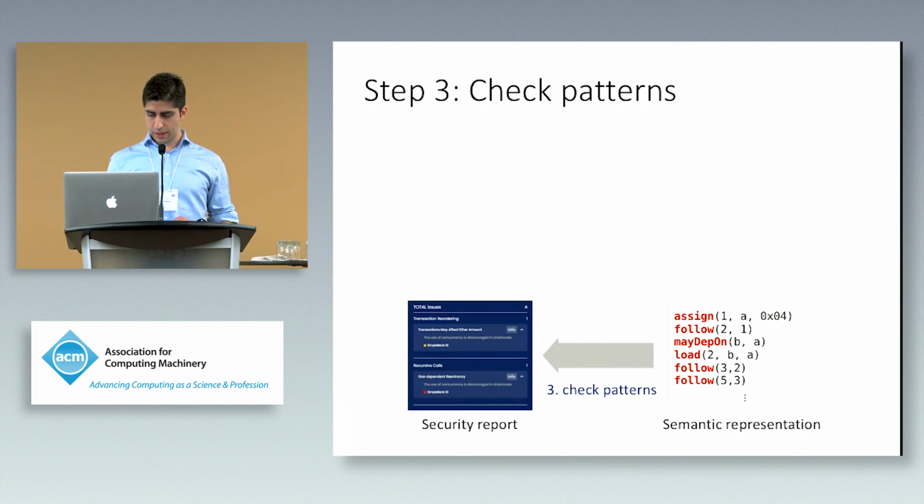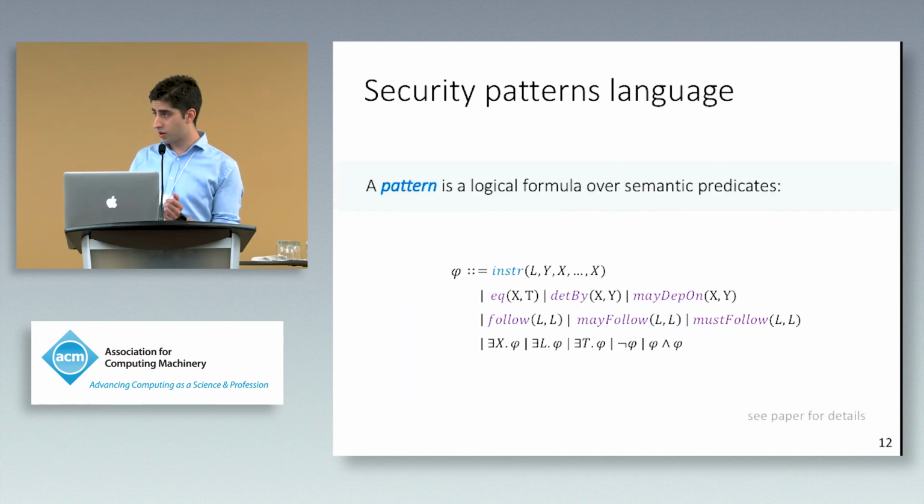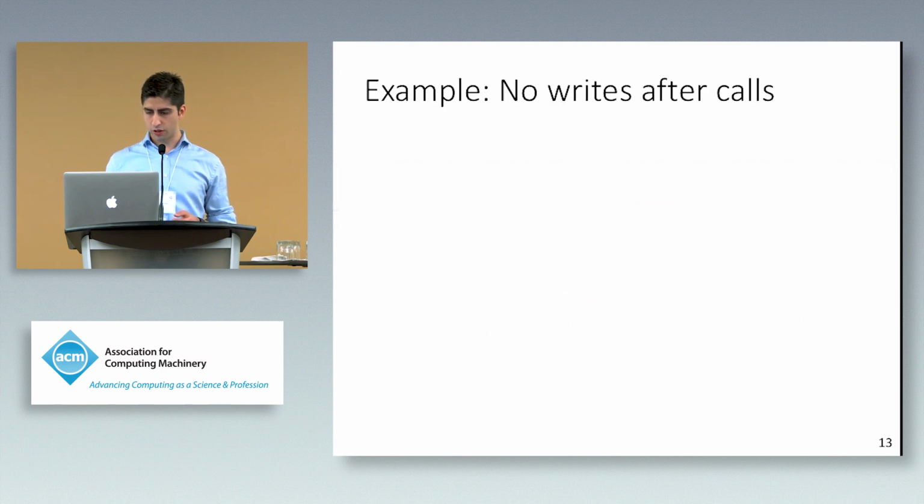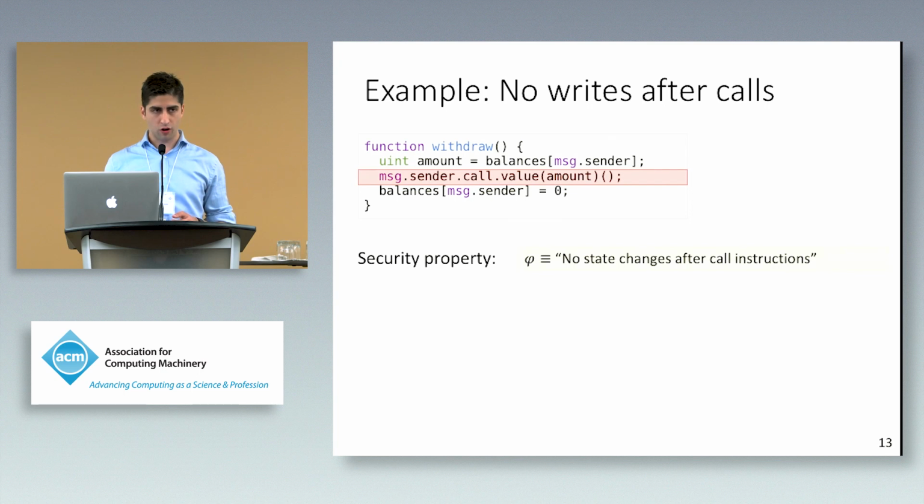All right, the last step: using the semantic representation, we infer facts using patterns. I will not go into too much detail on what these patterns are, but basically you can write arbitrary logical formulas over these semantic predicates. So let me give you an example of what this looks like, again on the DAO hack, where the relevant property for this example was that we want to make sure that there are no state changes after call instructions.